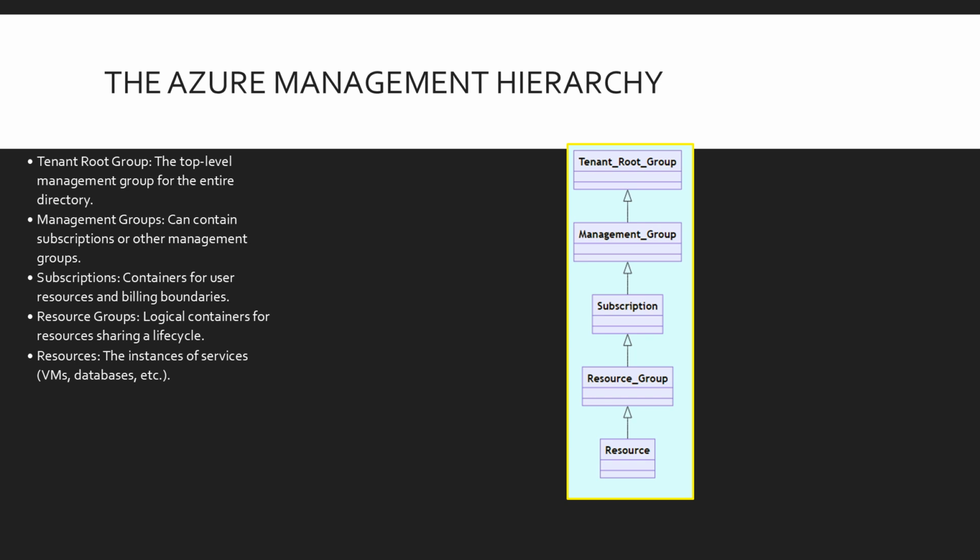Here we see the hierarchy visually. The tenant root group sits at the summit. It flows down to management groups, which hold subscriptions. Subscriptions contain resource groups, which finally hold your individual resources. This visual confirms that management groups are the bridge between your organization-wide tenant and your billing-specific subscriptions.